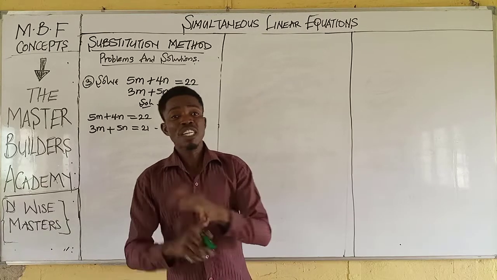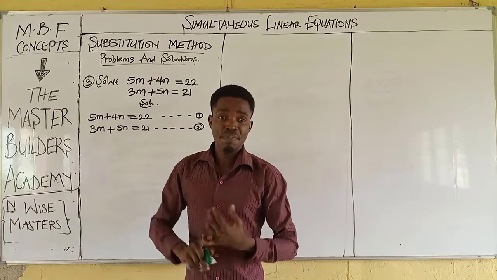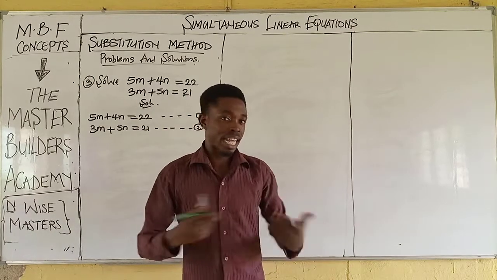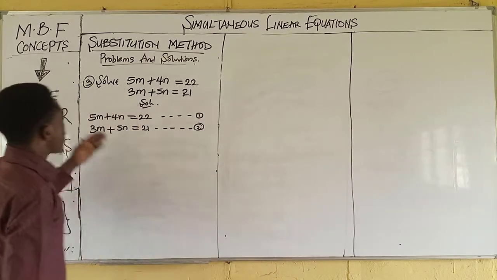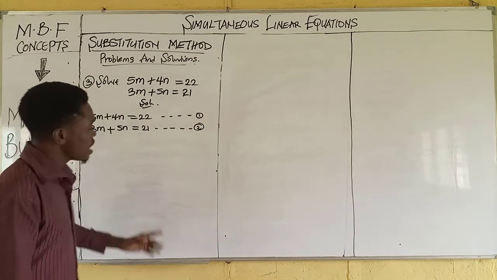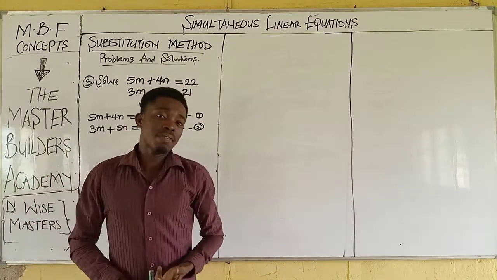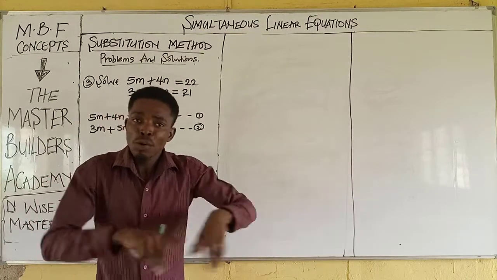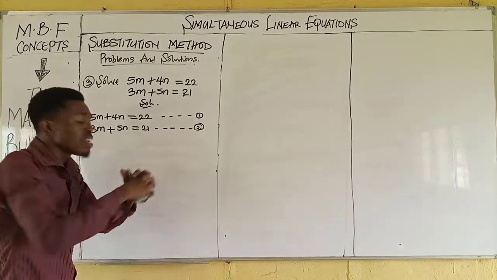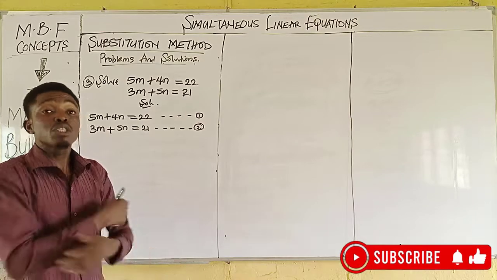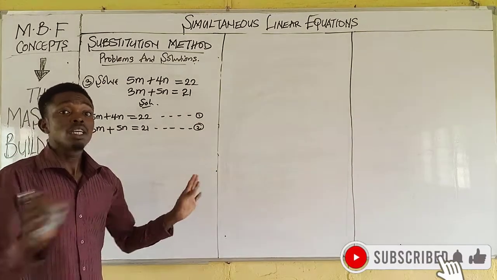Of course, from the first two problems we solved, we always make the first letter the subject of formula, which happens to be x. But in this case now we have m and n. So we can make anyone the subject of formula. But I explained in the previous examples that you need to go with the one that has a coefficient of 1. But in this case now, none of these variables has 1 as its coefficient. So that means you can go with anyone.